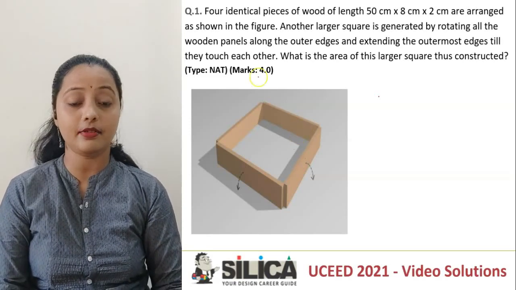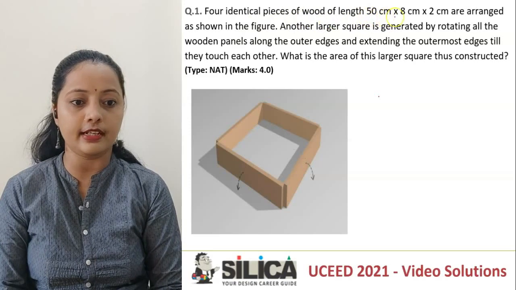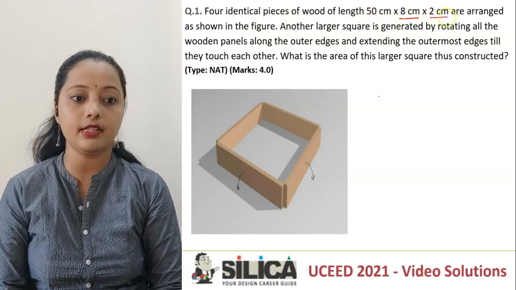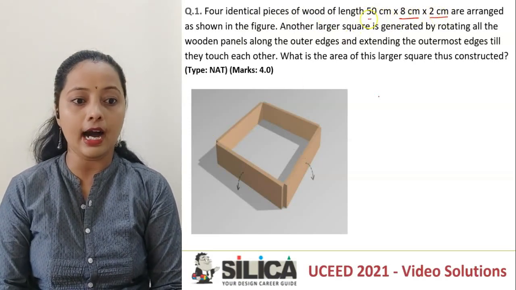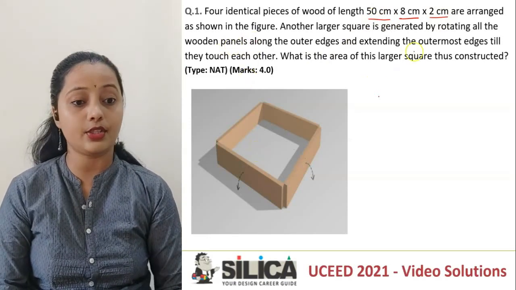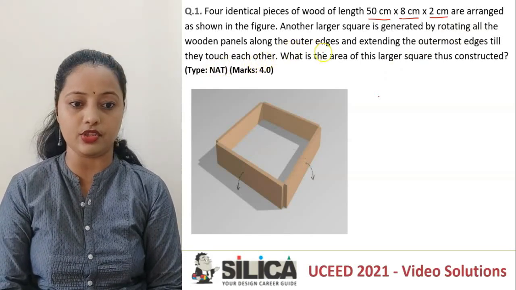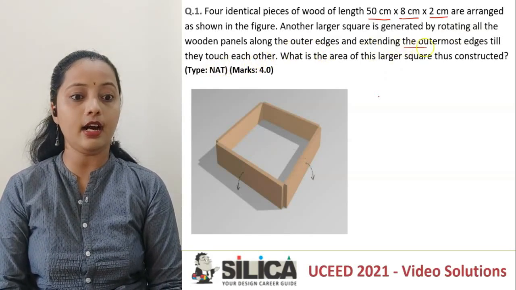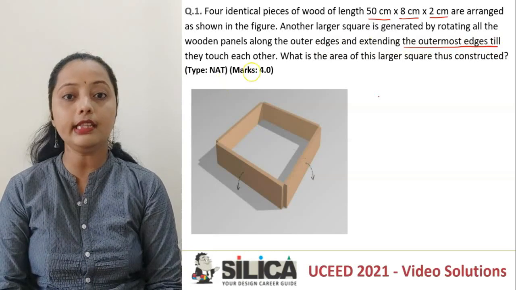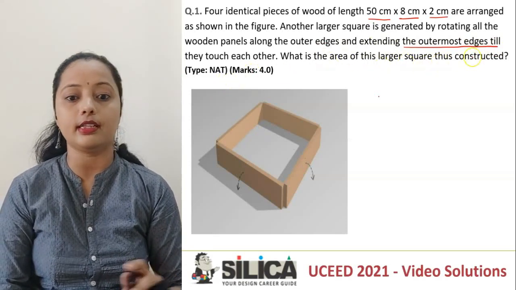Alright, so let's start. Four identical pieces of wood of length 50 centimeters by 8 centimeters by 2 centimeters are arranged as shown in the figure. Another large square is generated by rotating all the wooden panels along the outer edges and extending the outermost edges till they touch each other. So what is the area of the large square thus constructed?